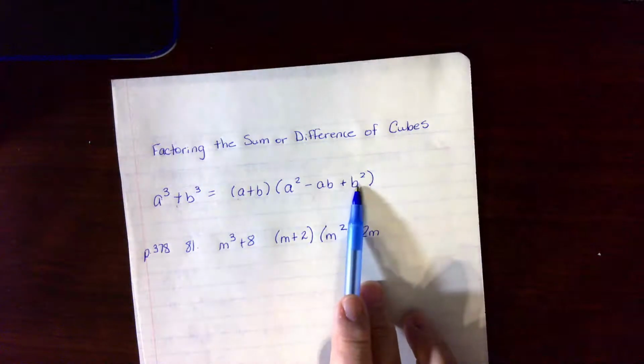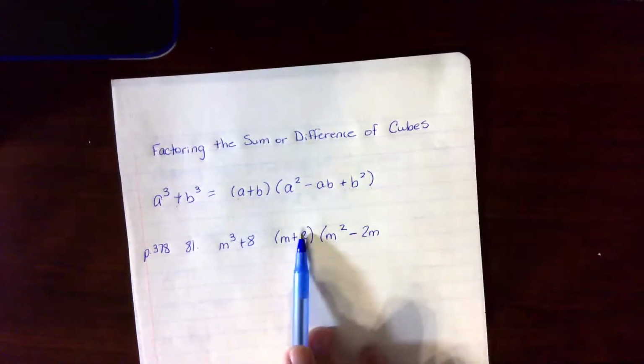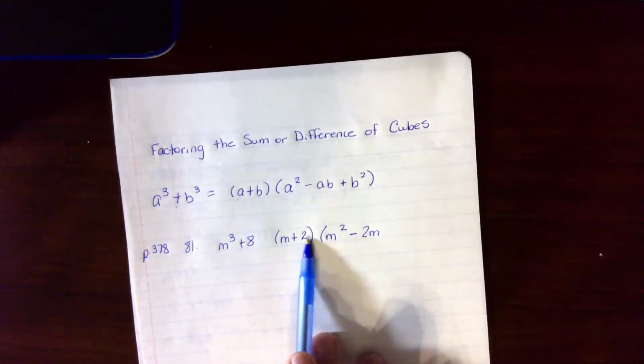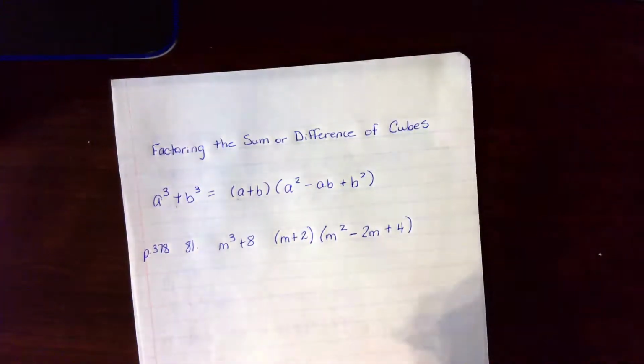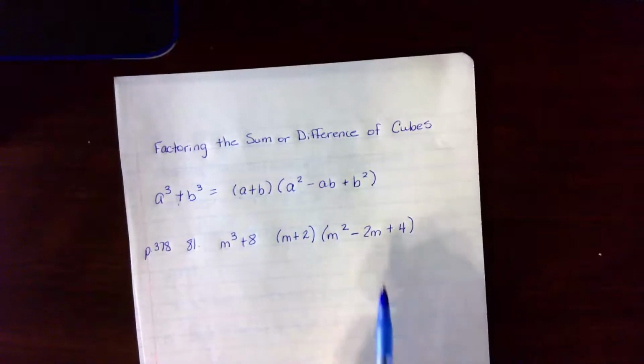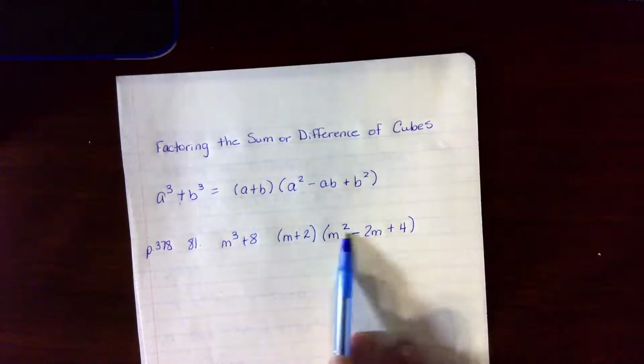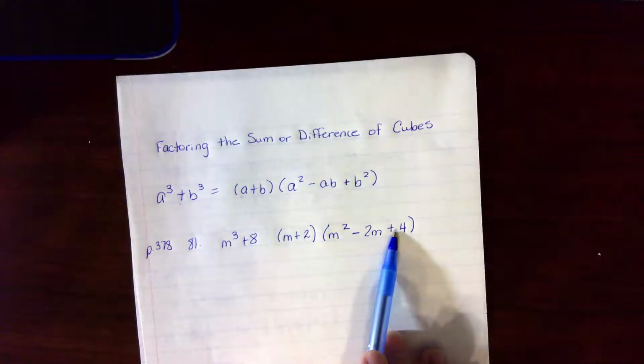The last part of the pattern is to square the last term. So that's our 2. So we square that and you get 4. Now, you will not ever be able to factor this trinomial anymore. That'll be the final answer.